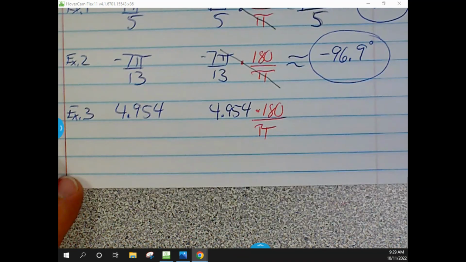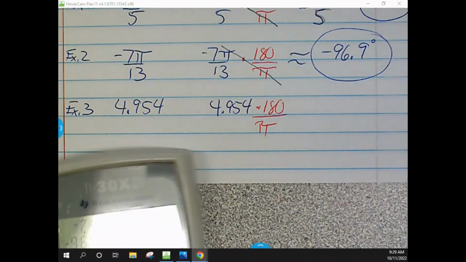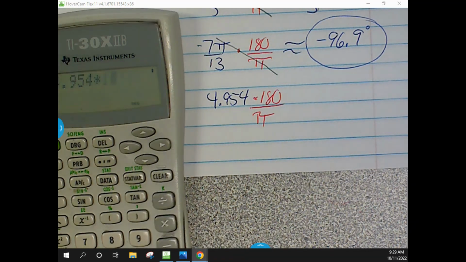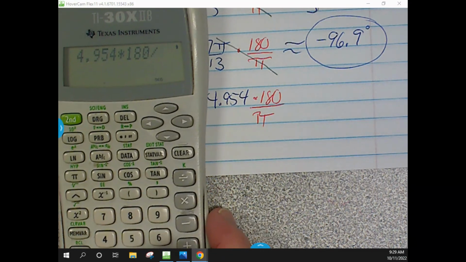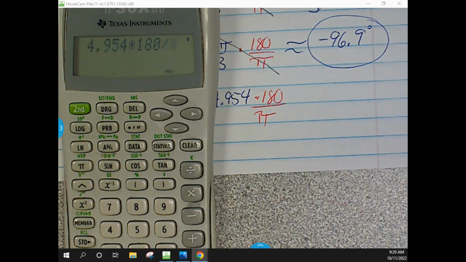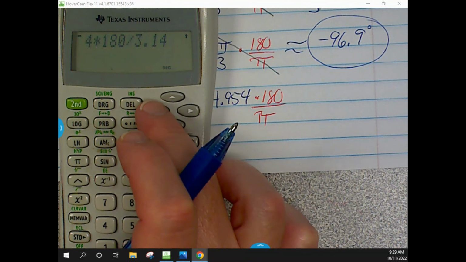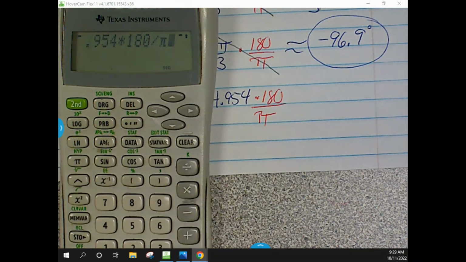Now, there is no pi to cancel in this case, so that's one where you would just punch it in on the calculator. So it's 4.954 times 180 divided by pi. And they'll either tell you to use your pi button, or sometimes on some of these problems they may tell you to use 3.14. But if they don't say do that, then you're just going to assume that we're going to do pi.